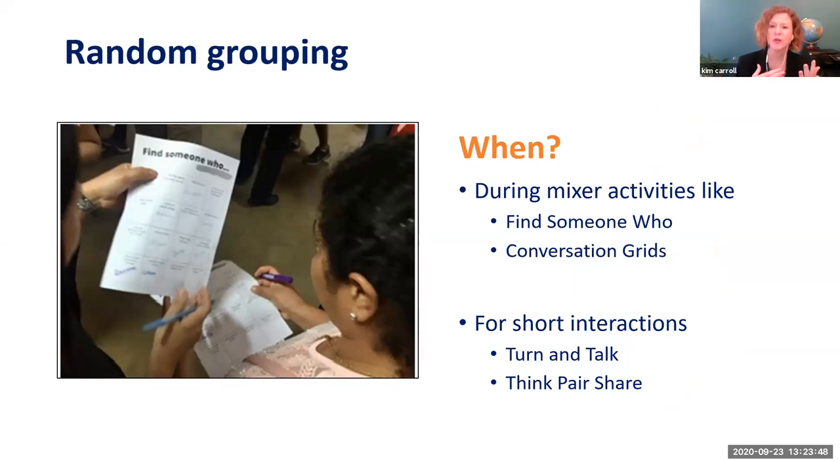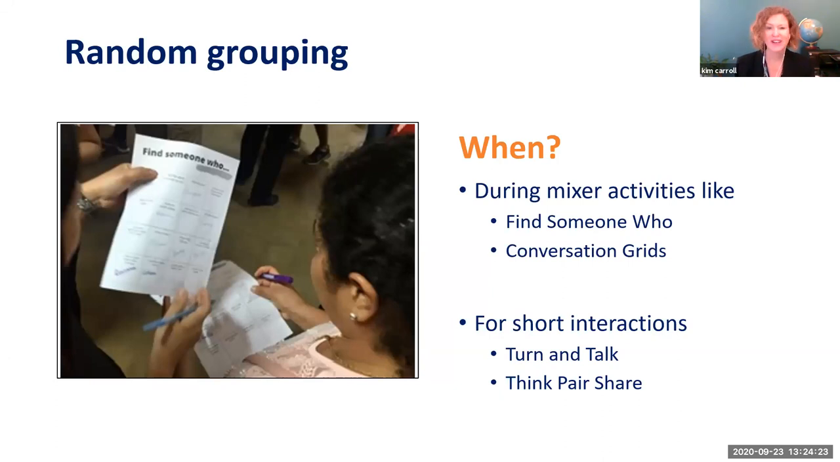Something like a find someone who, maybe a conversation grid where they have to ask a few questions and move on, or even something like an inside-outside circle where they have to change partners a lot. It also can work well for short interactions like turn and talk when you're having them practice really quickly something that you were talking about in class, or maybe a think, pair, share where they have to think on their own, talk with a partner or group, and then share with the class. These are times when random grouping usually works pretty well.